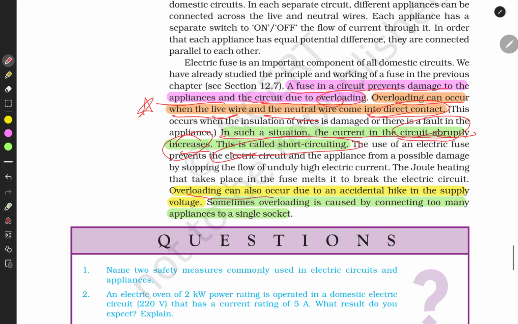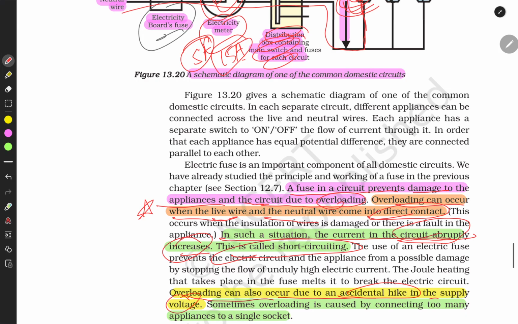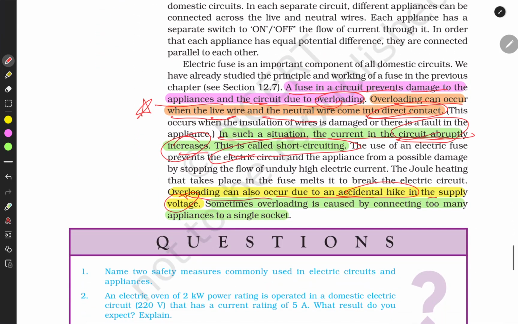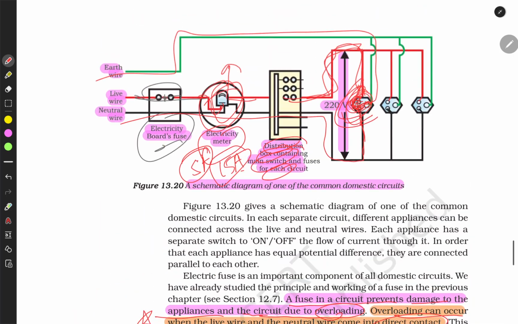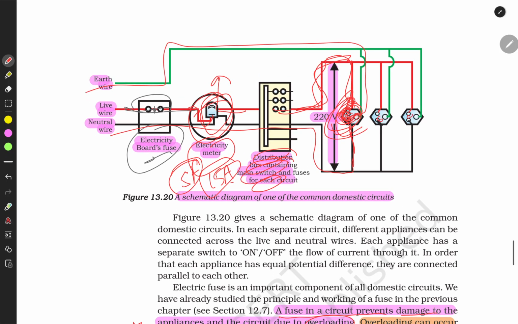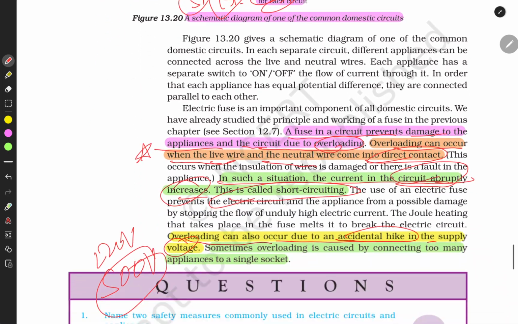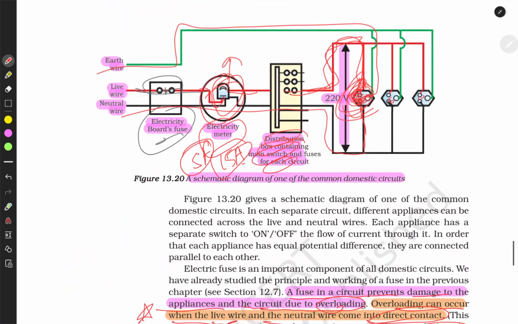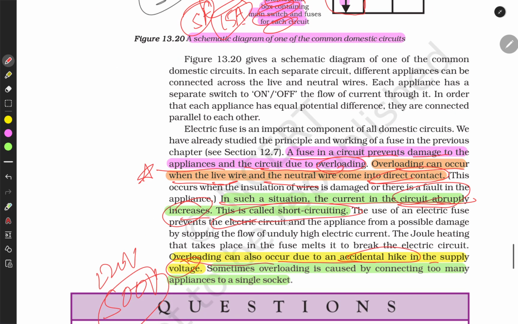And overloading can also occur due to an accidental hike in the supply of the voltage. Suppose the voltage is 220 in our home, suppose it becomes 500 volts, so definitely there will be high voltage, and these appliances, these electric gadgets will get damaged, and the fuse prevents the high voltage from breaking them down by melting the wire.